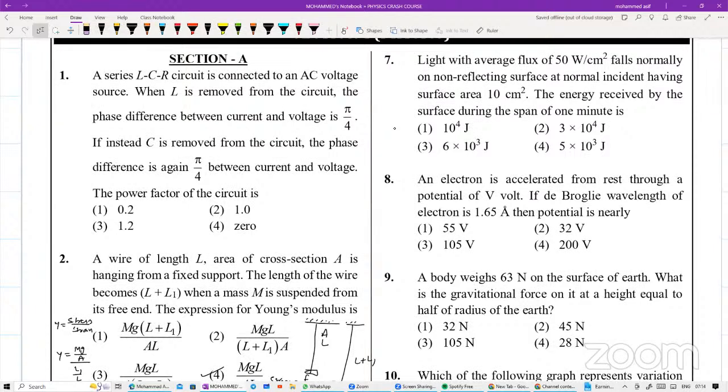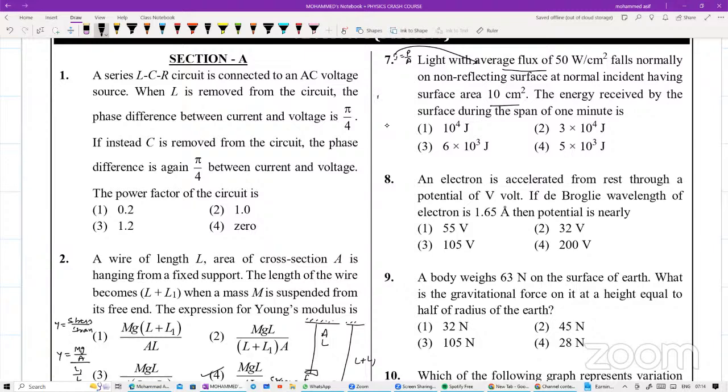Question number 7. Light with an average flux of 50 watt per centimeter square, and intensity is equal to power by area. This intensity is what we call average flux. It falls normally on a non-reflecting surface and is absorbed at normal incidence, having a surface area of 10 centimeter square. The energy received by the surface during the span of 1 minute of time will be equal to how much?